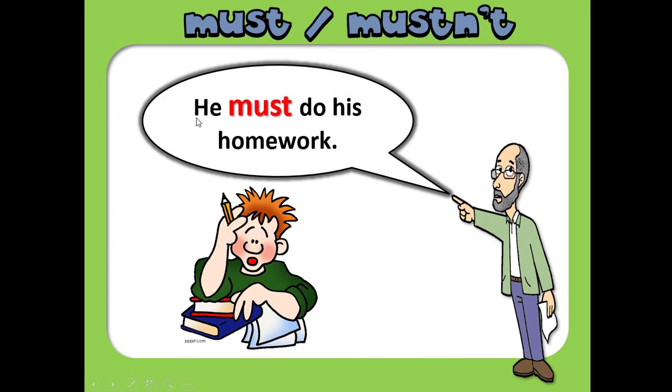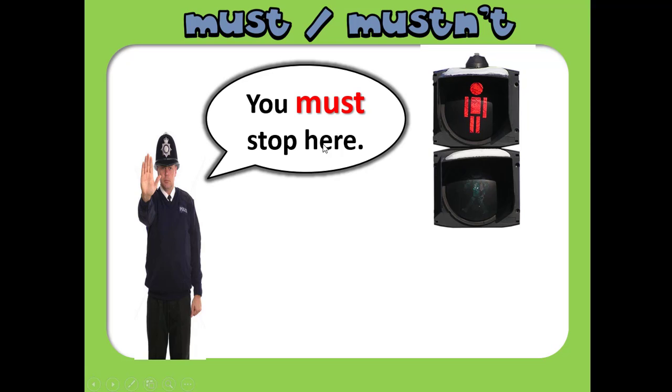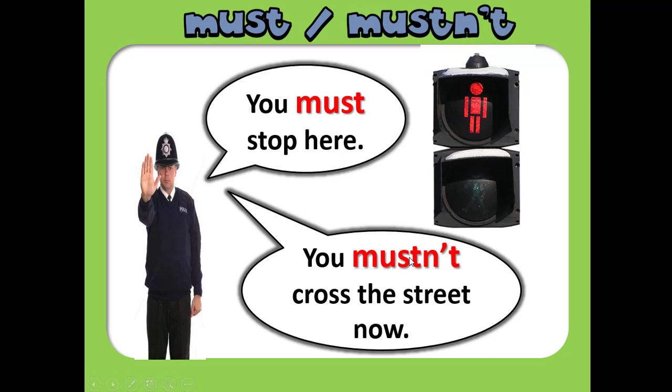Another examples. He must do his homework. Also, in negative, he mustn't sleep in the class. It's forbidden. It's prohibited. Another one. You must stop here. Or if we use negative, you mustn't cross the street now.